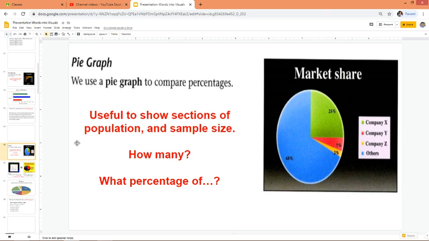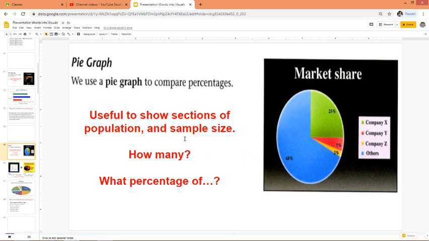Next type of graph. Okay, so this one is very popular. A lot of people like to use the pie graph, and it's very useful. It can compare percentages. It's useful to show sections of population and sample size.